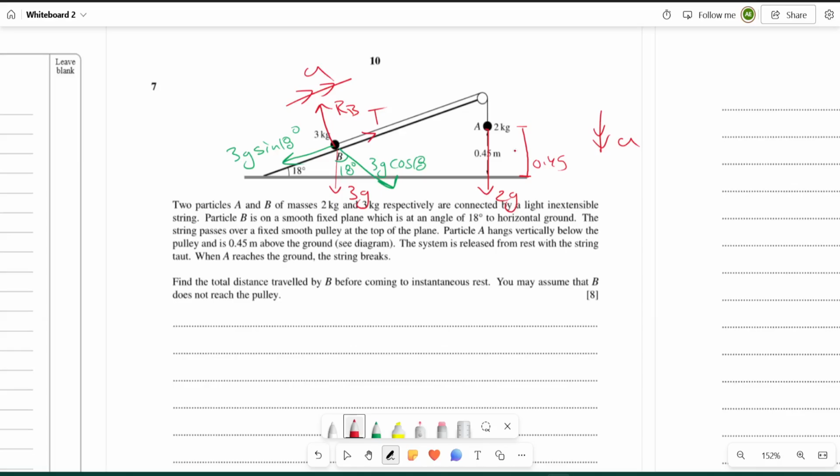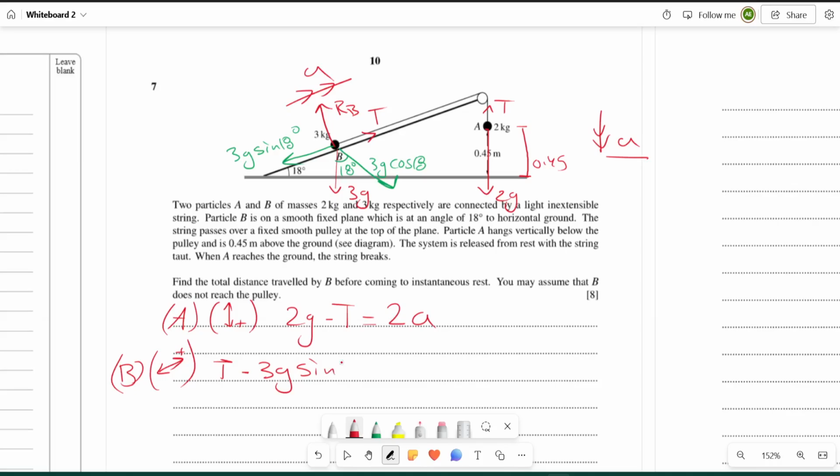Now we can go to the easy part, which is A. Weight downwards, 2G, tension is up, and acceleration is down. That's it. So let's write the equation of motion for A, resolving in the up and down direction, taking down as positive because my acceleration is downwards. So it's going to be 2G minus tension equals mass, which is 2, times acceleration, which is A. Now let's do the same for B, resolving up and down the slope, taking up as positive because that's the acceleration direction. It's going to be tension minus 3G sine 18 equals mass 3 times A.